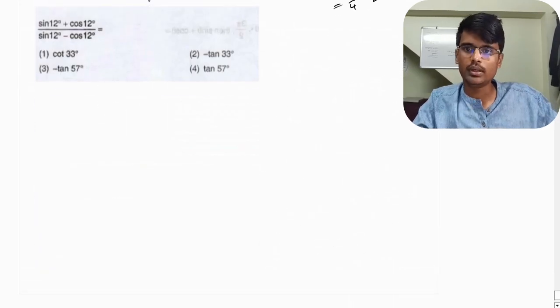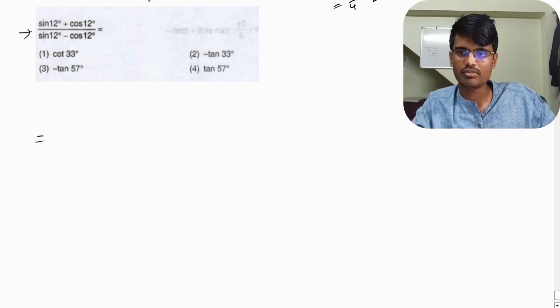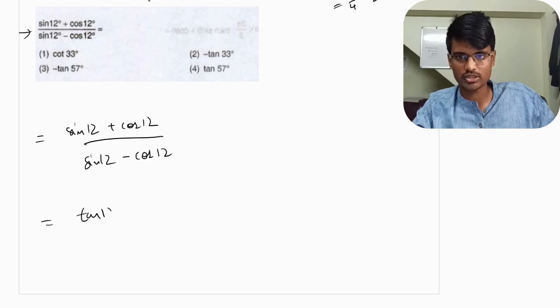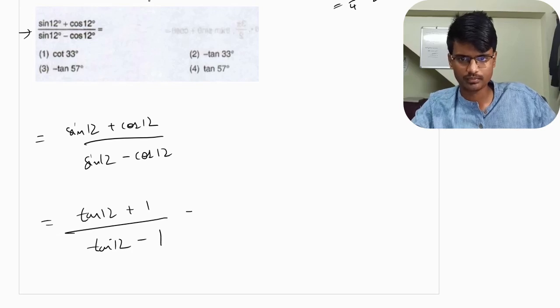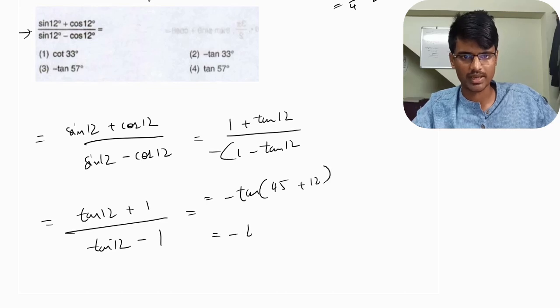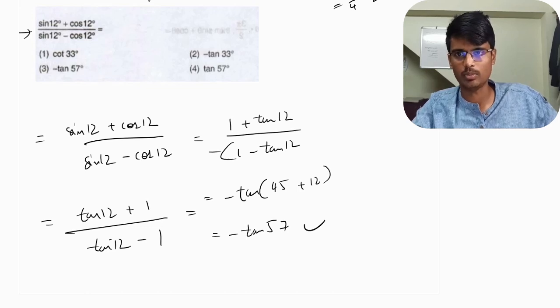Okay. Yeah. Coming to our next question. We have solved this kind of question actually. Sine 12 plus cos 12 over sine 12 minus cos 12. I'll divide both the numerator and denominator with cos 12. I'll get tan 12 plus 1 over tan 12 minus 1. This I can write as 1 plus tan 12 over minus of 1 minus tan 12, which is nothing but minus tan of 45 plus 12, which is nothing but minus tan 57. I hope this was clear.